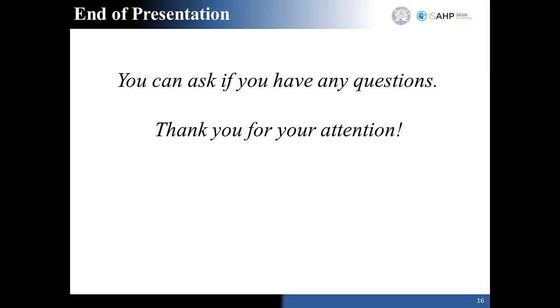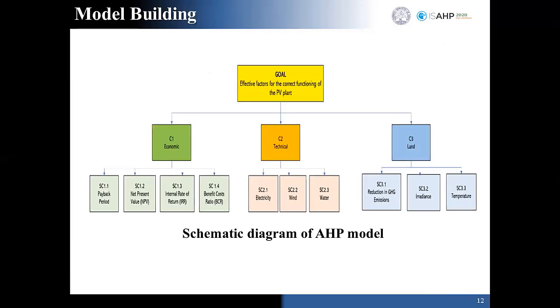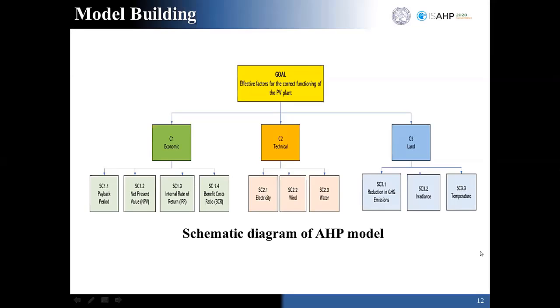May I know, under the criteria land, what are the sub-criteria? Yes, what are the sub-criteria? It's the irradiance, temperature, and reduction in carbon emissions. Okay. Wouldn't there be any social or environmental factors or criteria that may come under it? I was just wondering, please.